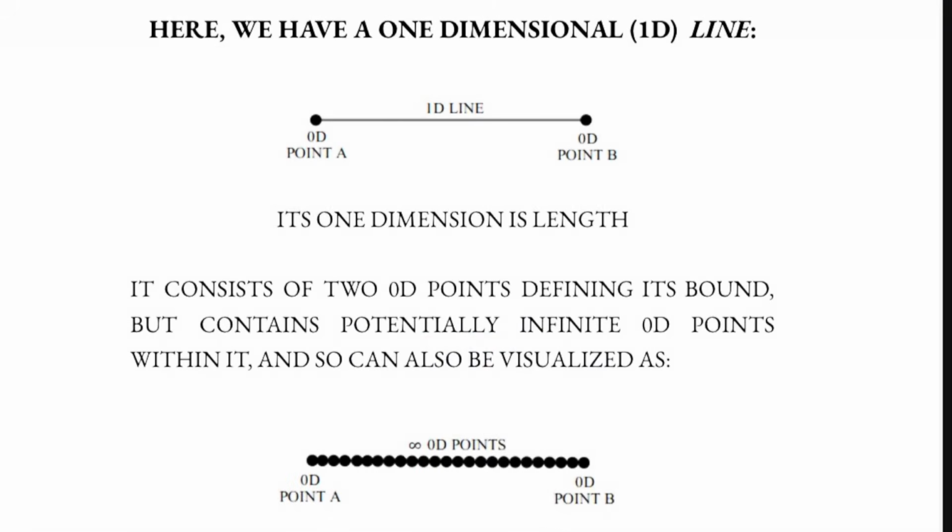Here, we have a one-dimensional line. Its one dimension is length. It consists of two 0D points defining its bound, but contains potentially infinite 0D points within it, and so can also be visualized as.